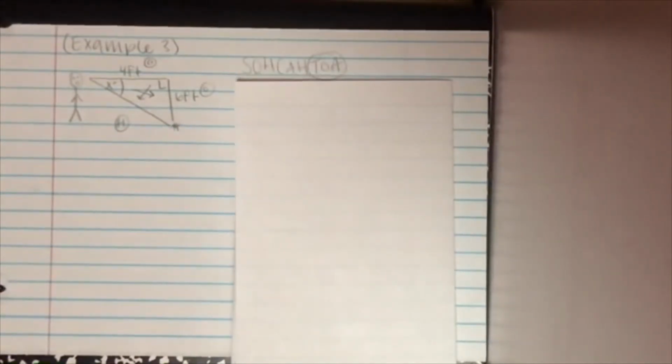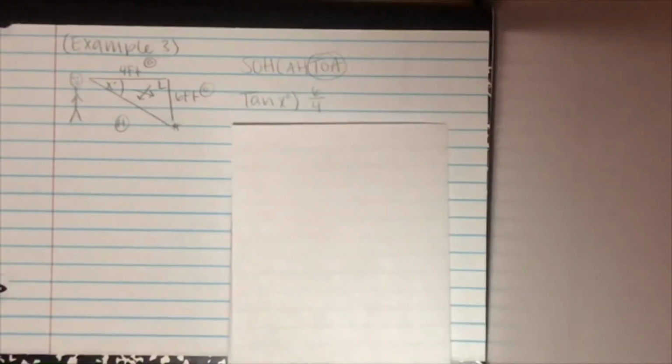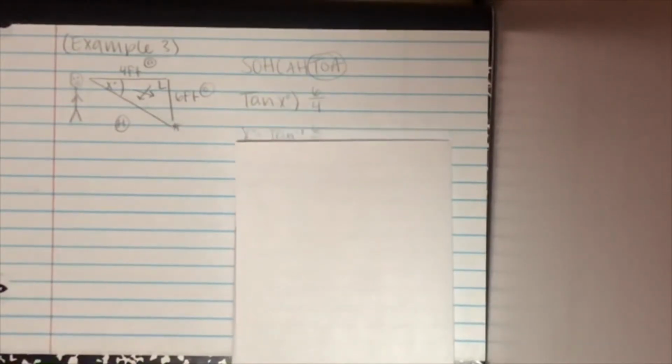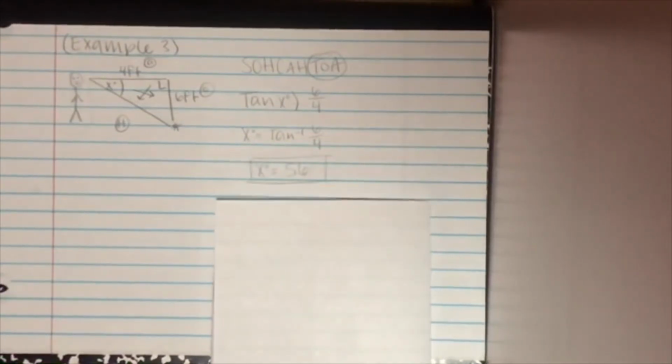For the final example, a 6-foot person sees a spider about 4 feet away from him. To find the angle of depression, we need to use tan since the only numbers are O and A. Then plug that into the formula. To get x alone, you need to inverse tan, then plug that into the calculator to get 56 degrees.